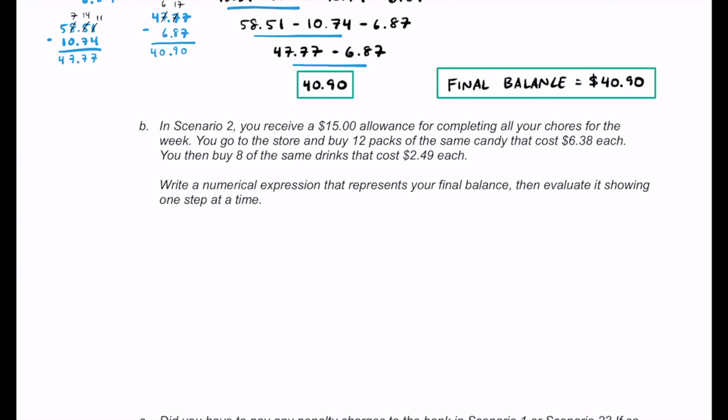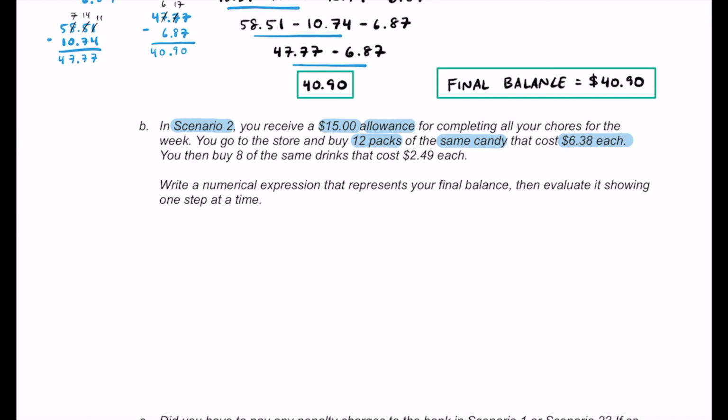Let's check out a different scenario now. So in scenario 2, it looks like you're going to be getting a $15 allowance this time, so more than before. And then you're going to be going to the store and you're going to buy 12 packs of the same candy. So you're buying a lot more candy this time, maybe some bigger packs.